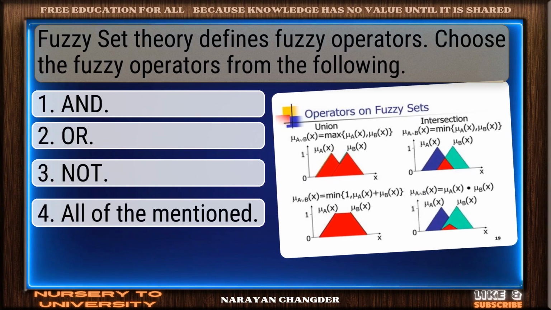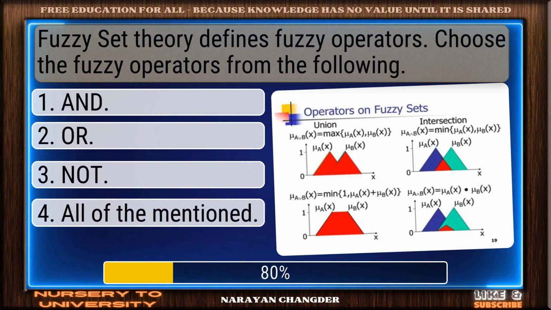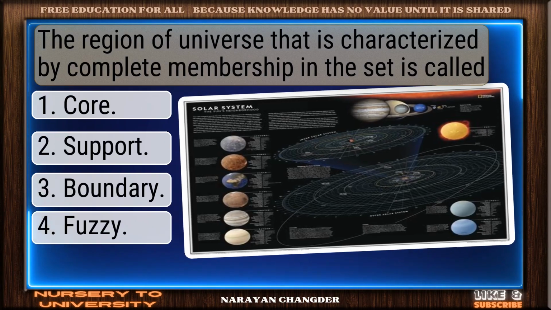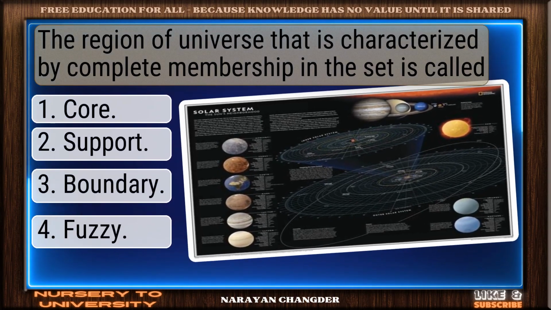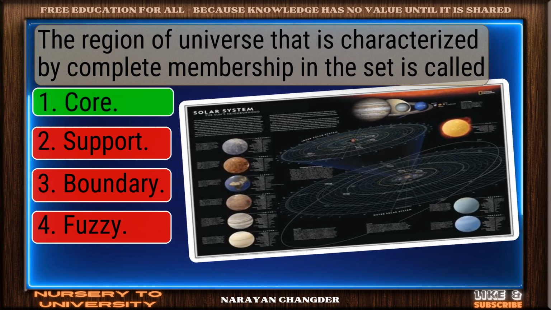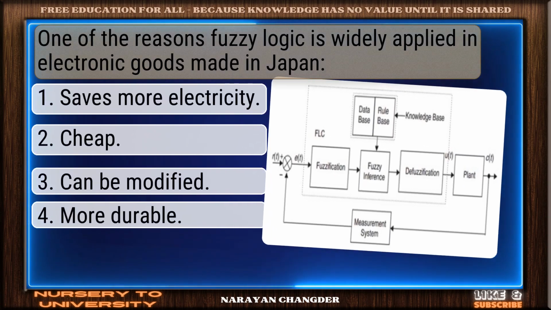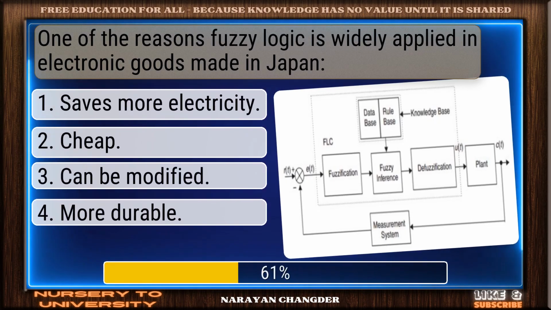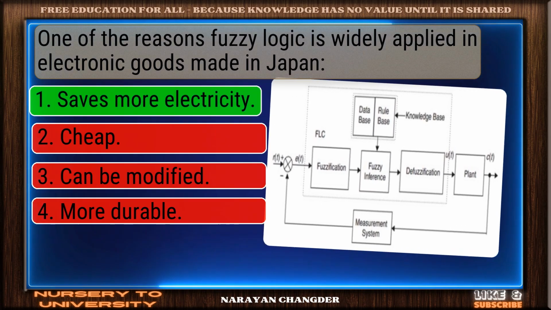Question number 13. Fuzzy set theory defines fuzzy operators. Choose the fuzzy operators from the following. Perfect. All of the mentioned is the correct choice. Question number 14. The region of universe that is characterized by complete membership in the set is called. Bravo. Core is the answer. Question number 15. One of the reasons fuzzy logic is widely applied in electronic goods made in Japan. Right choice. Saves more electricity is the best answer.